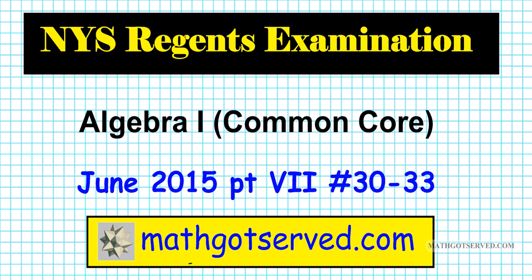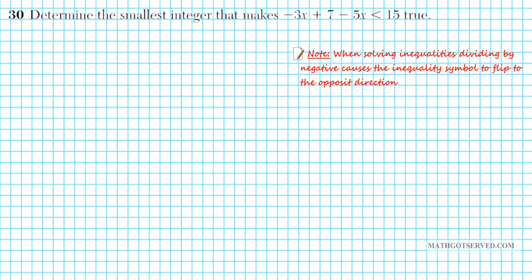In this clip, we're going to be going over problems 30 to 34 of the June 2015 Algebra 1 Common Core Regents exam. All right, let's take a look at problem number 30.